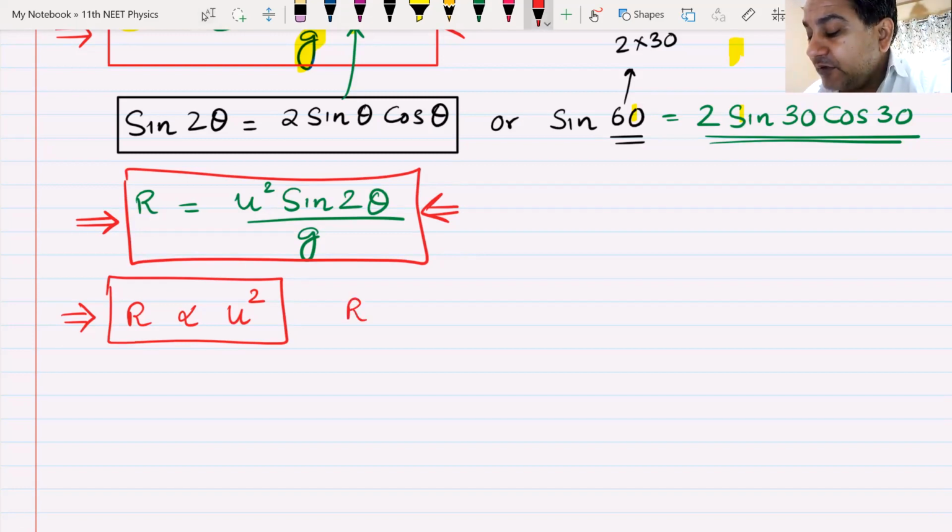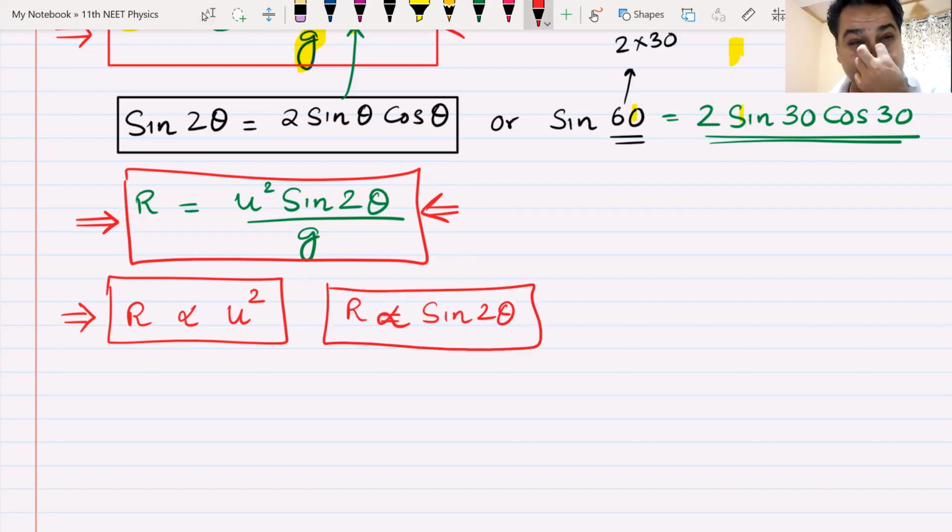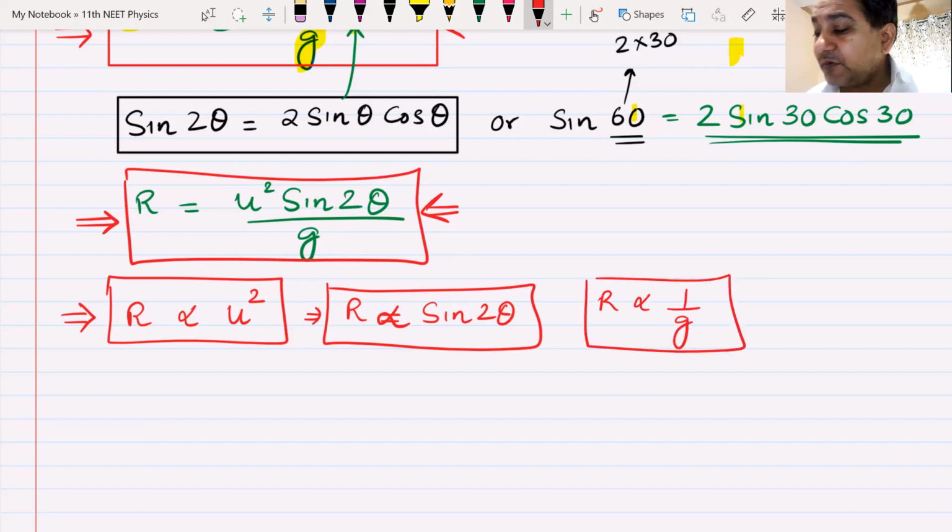At the same time, range is proportional to sine of 2 theta. Remember, not sine of theta, but sine of 2 theta. So, if I increase the angle, the range will also increase if the value of sine 2 theta increases. Again, remember, range is inversely proportional to g.